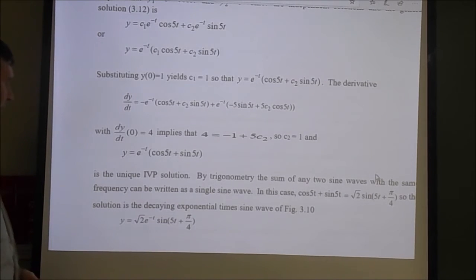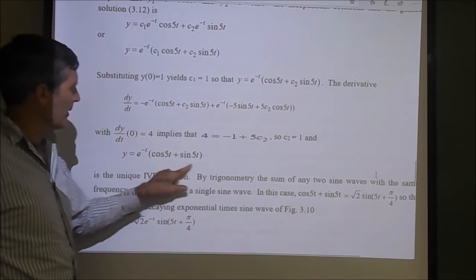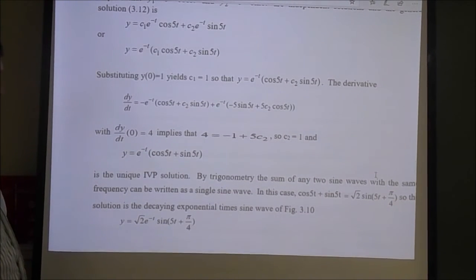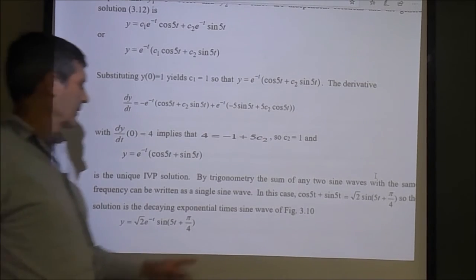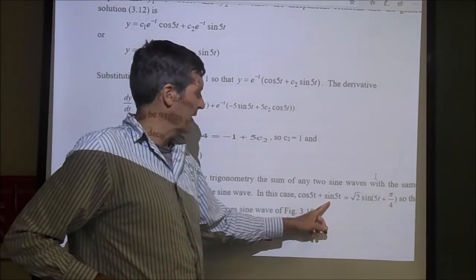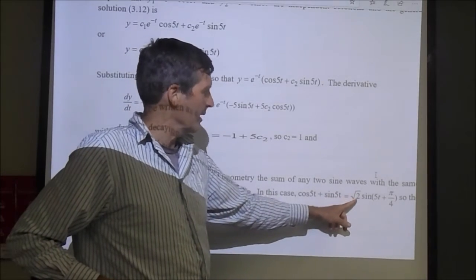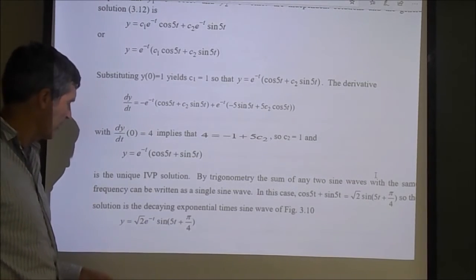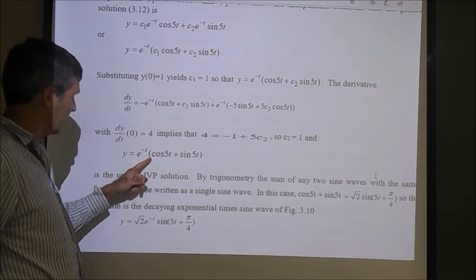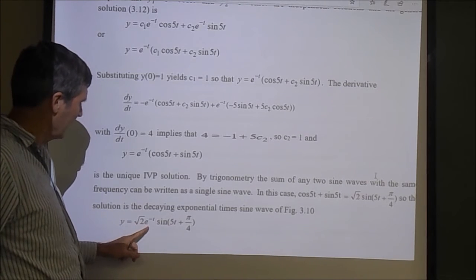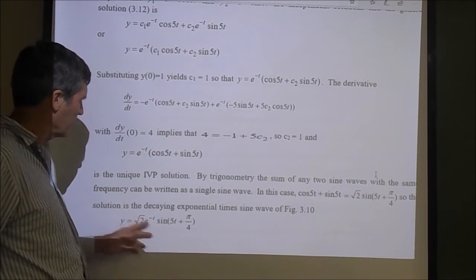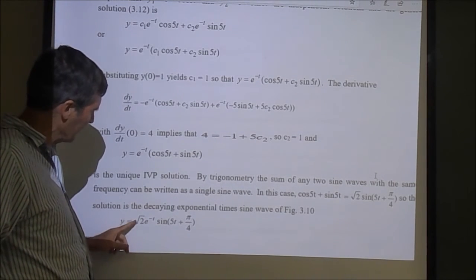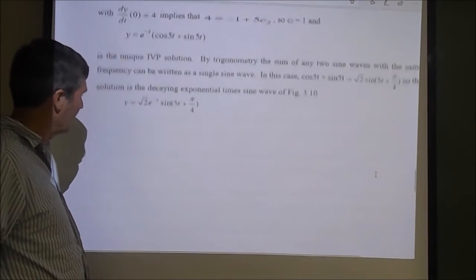Well, now, what does this come out to look like? If you use trigonometry to combine these, you can write cosine 5t plus sine 5t as square root 2 sine of 5t plus pi over 4. That's just trigonometry. We'll talk more about that later, actually. And you can rewrite this in the alternate form, square root of 2 e to the minus t sine of 5t plus pi over 4, which tells you it's a sine wave times a decaying exponential that begins with this magnitude at t equals 0.